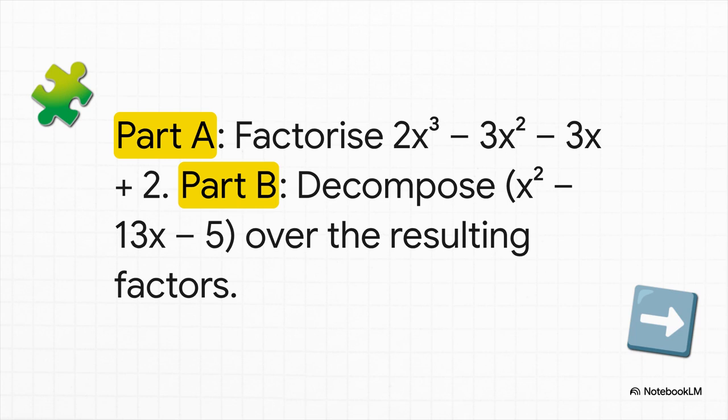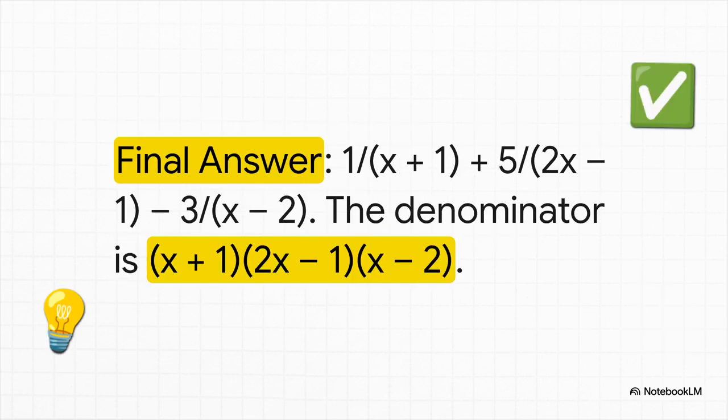Part A says, hey, factorize this cubic first. So that means pulling out the factor theorem, testing simple numbers like 1, -1, 2, trying to find one that makes the whole thing 0. As soon as you find one root, you can divide it out and then just factor the quadratic that's left over. And once you've done that and you have your denominator fully factorized into x plus 1, 2x minus 1, and x minus 2, part B suddenly becomes just a standard case 1 problem. You set up your A, B, and C over the 3 factors, solve, and bam, there's your final answer.